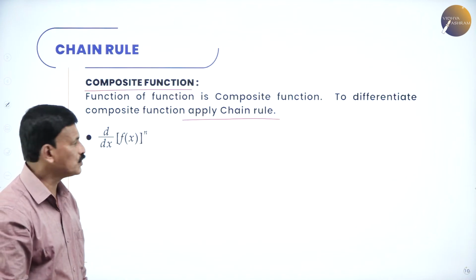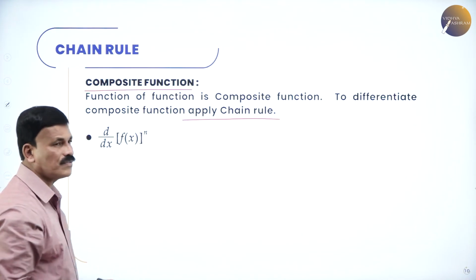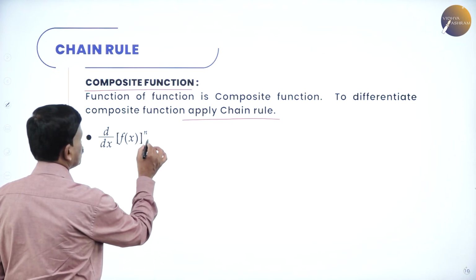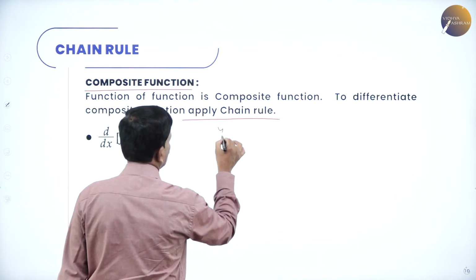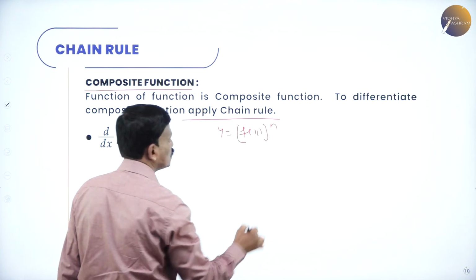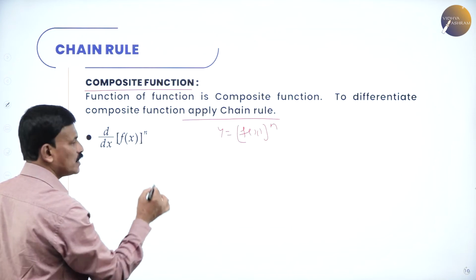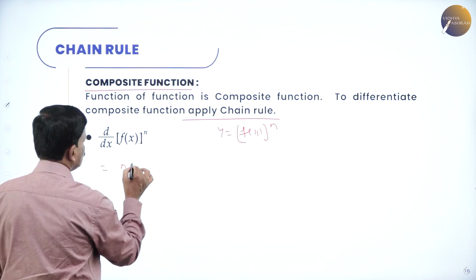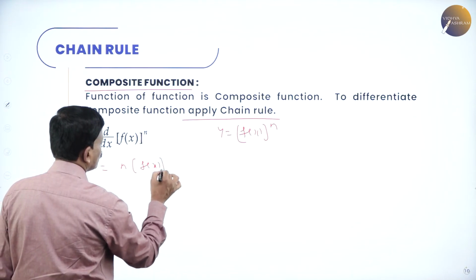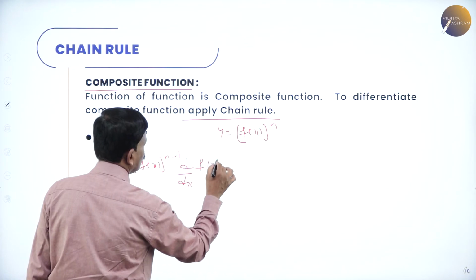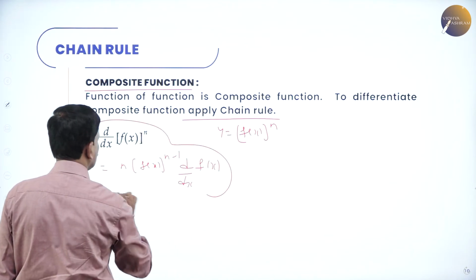Chain rule. What is d by dx of f of x to the power of n? Suppose y is equal to f of x is a function. Now differentiate this. d by dx of f of x to the power of n is always equal to n into f of x to the power of n minus 1 into d by dx of f of x. This is the formula we are going to use.